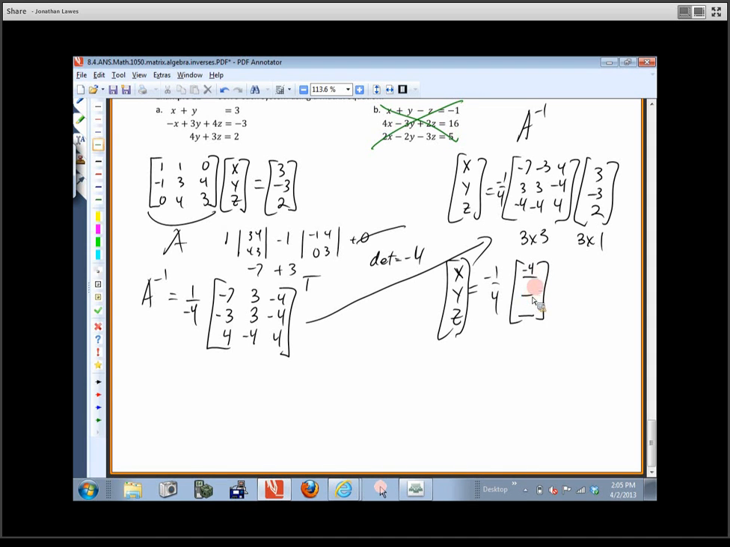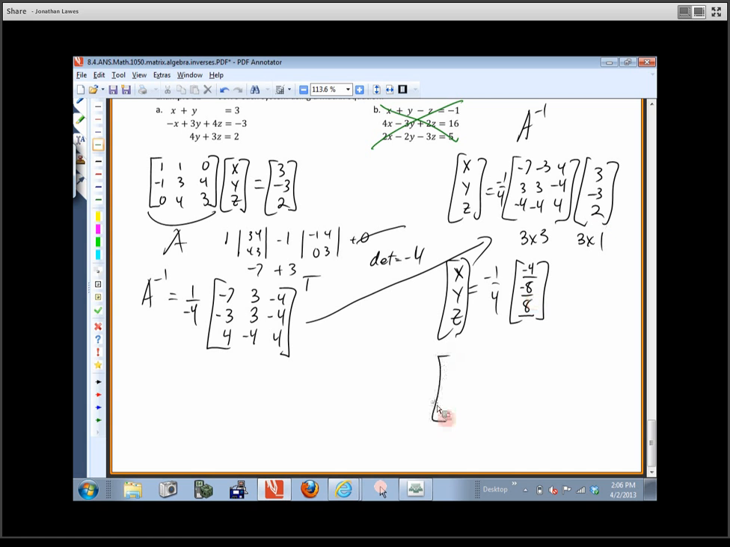Second row, first column. So this is going to be a 9 minus a 9 minus 8. So it's negative 8. Third row, first column. So that's going to be a negative 12. That's going to be a plus 12. So those cancel each other out. And this is going to be an 8.